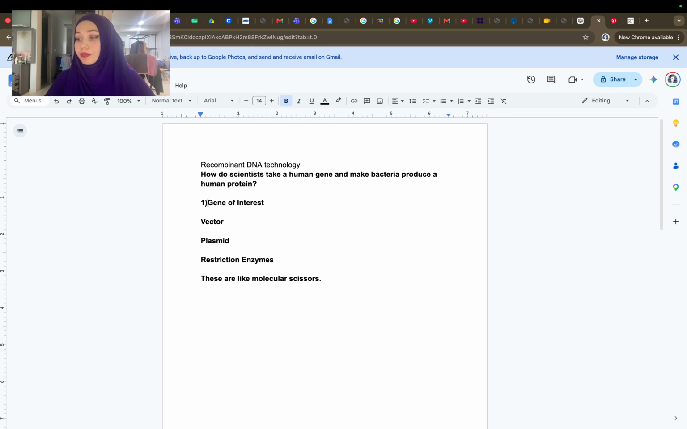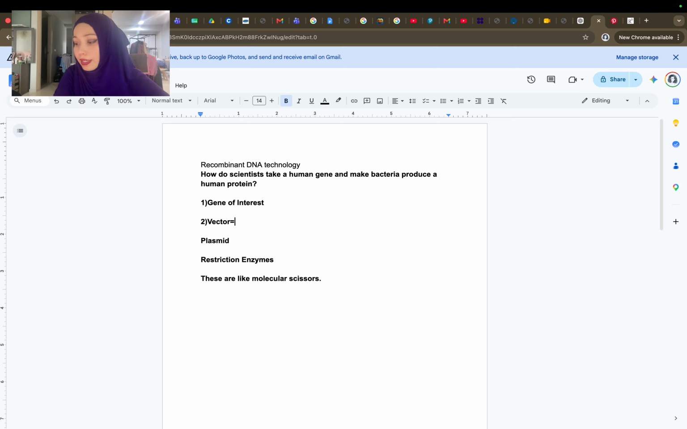So then our second step is our vector. What analogy can we equate it to? Imagine you have a letter. You cannot just throw it into the city, right? You need a truck, and the truck carries the letter. And the same thing happens here. The gene needs transportation. The transportation is called a vector. So vector is our second step.